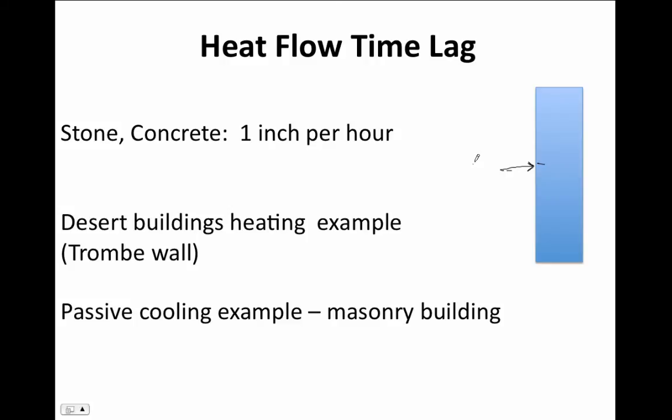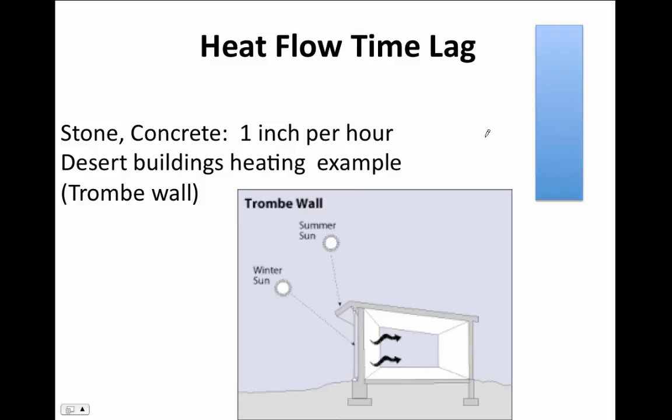A building design feature called a Trombe wall is designed to do just that, and we'll talk about that right now. So here's a Trombe wall. You can see that in the wintertime the sun shines against this glass, which is in front of a concrete or stone wall. The sun shines through that glass, hits that concrete or stone wall, and actually there's a lag. It takes a while to travel, about 1 inch per hour.